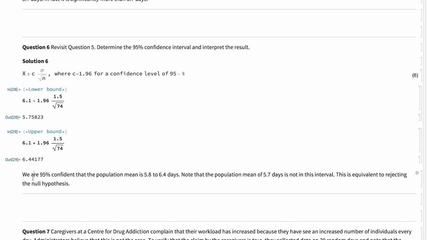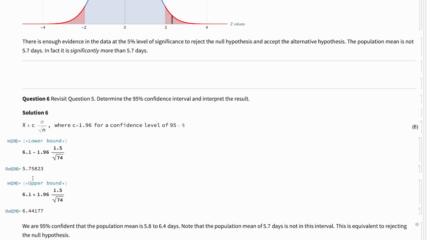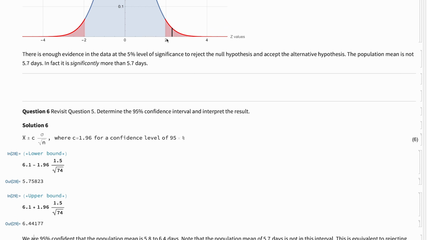So let's conclude. We are 95% confident that the population mean is 5.8 to 6.4 days. Remember, that's now symmetric around our sample mean. Note that the population mean of 5.7 days from our problem in question number 5 is not in this interval. This is equivalent to rejecting the null hypothesis. Look how these things go hand in hand. Here we rejected the null hypothesis. We found one of these values in the rejection zone.